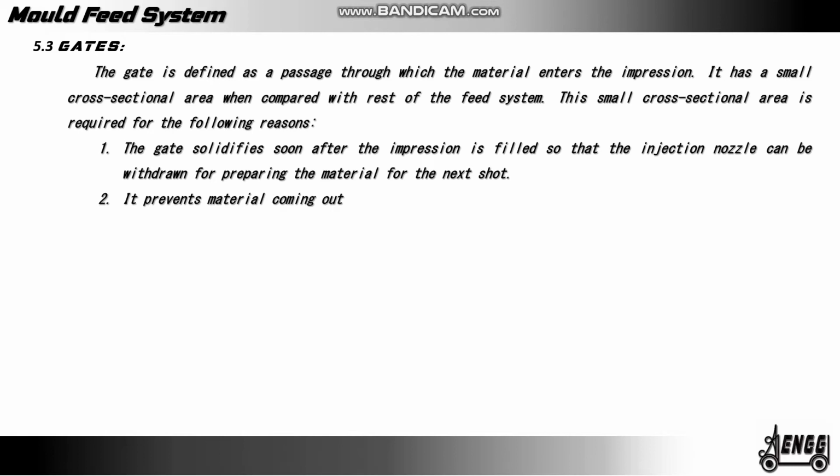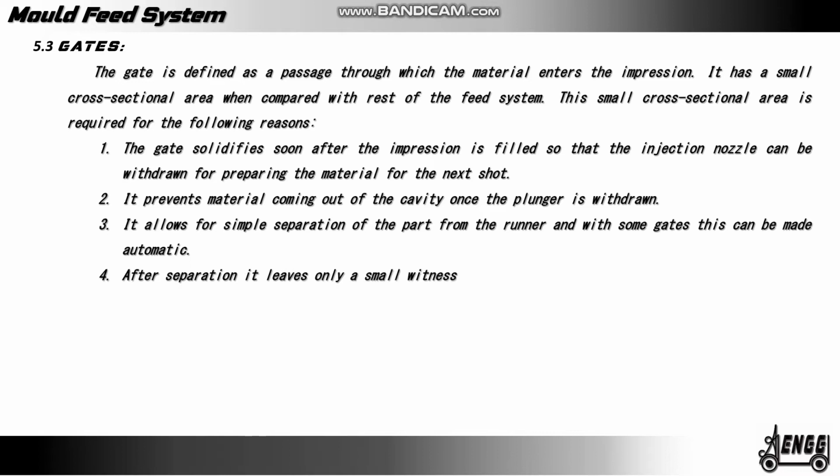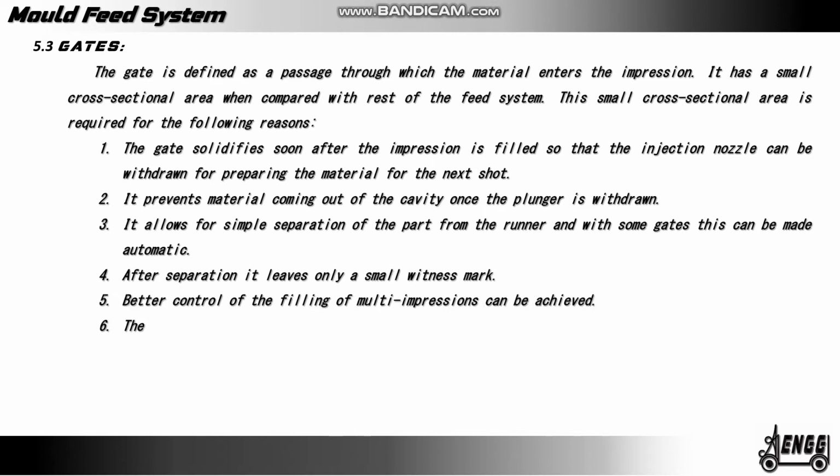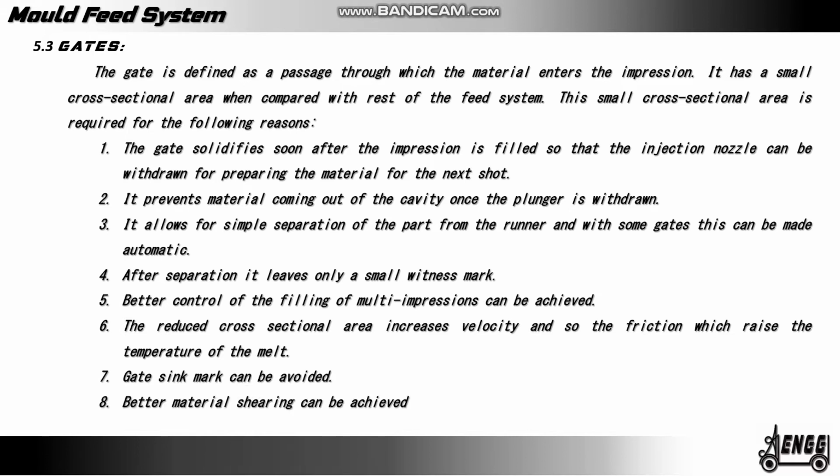2. It prevents material coming out of the cavity once the plunger is withdrawn. 3. It allows for simple separation of the part from the runner, and with some gates this can be made automatic. 4. After separation it leaves only a small witness mark. 5. Better control on the filling of multi-impression can be achieved. 6. The reduced cross-sectional area increases velocity and so the friction, which raises the temperature of the melt. 7. Gate sinks can be avoided. 8. Better material shearing can be achieved.